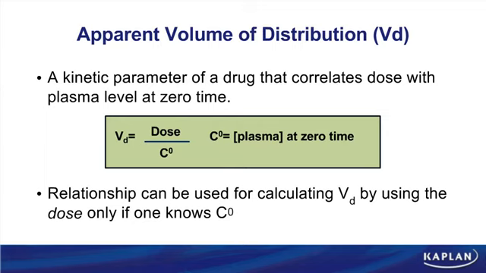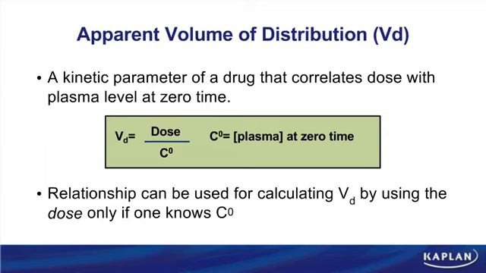But let's think about it for a moment. What does the equation really tell us? It tells us that volume of distribution and plasma concentration are inversely proportional. Do you see that? They're inversely proportional. So if I give a certain dose of a drug, and most of that dose stays in the plasma, my C0 is a higher number, that means my volume of distribution is going to be a lower number.